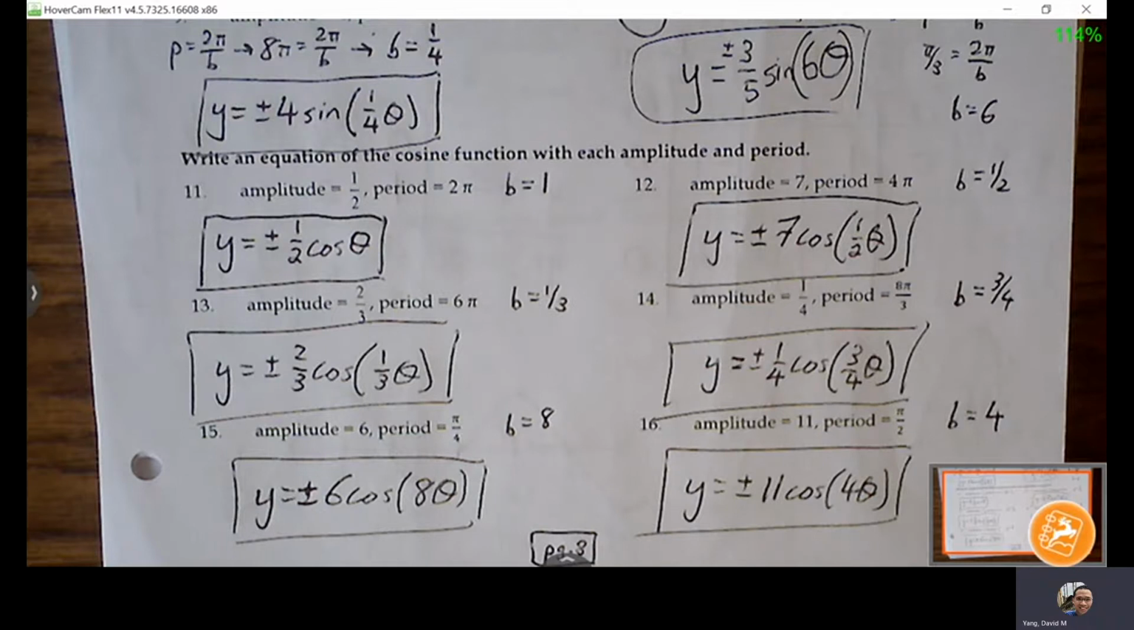That's true. Yeah, you can. I wrote all the b value in front of theta, but if you write it as theta over 2 or theta over 3, that's perfectly fine as well.